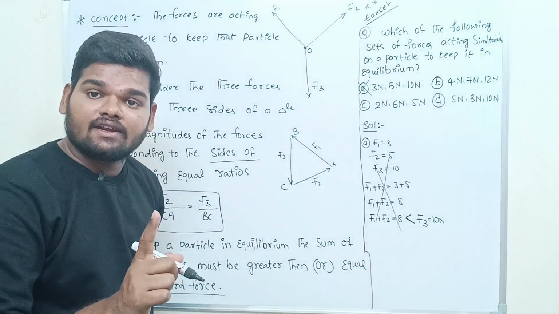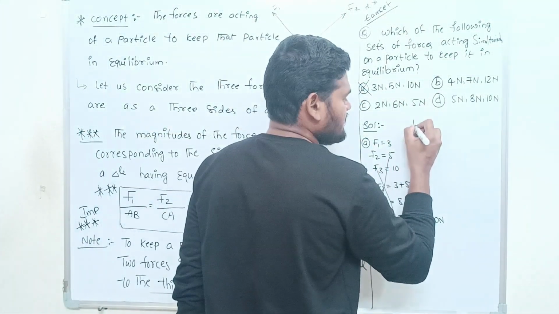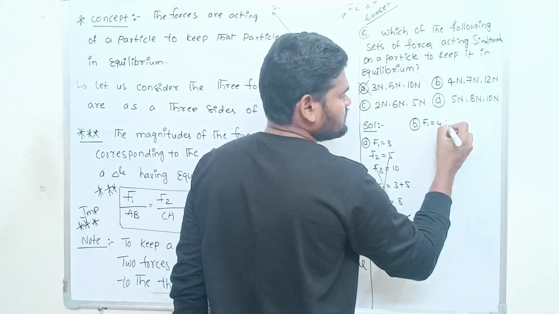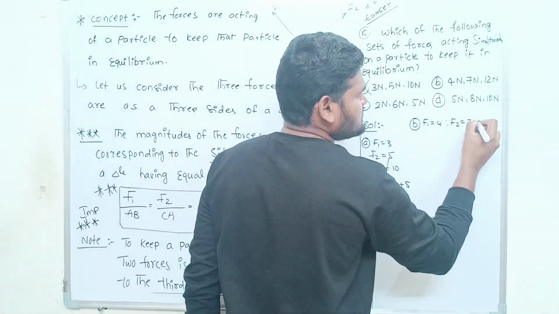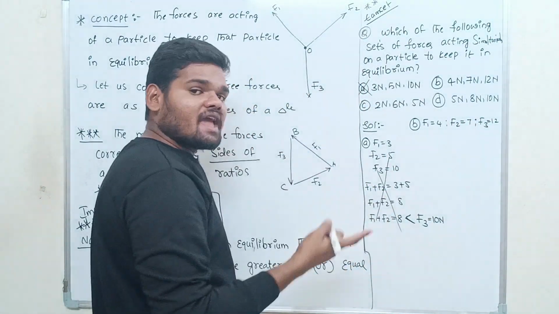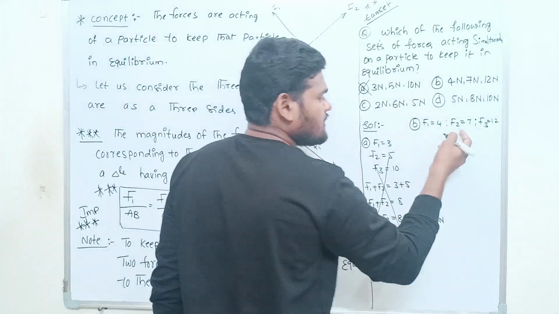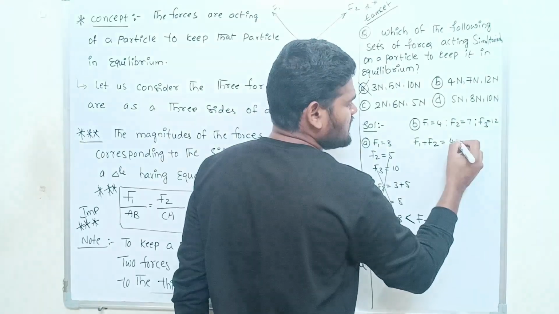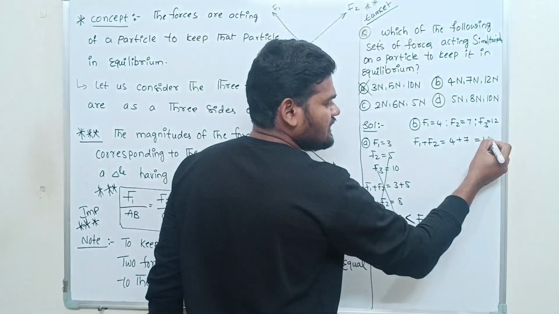Are you getting any doubts? Okay, let us check out option B. In option B, they are given F1 is equal to 4 newtons, F2 is equal to 7 newtons, F3 is equal to 12 newtons. What we have to do? We have to add any two forces. So I'm just adding F1 plus F2. What is F1 plus F2? 4 plus 7 is equal to 11.